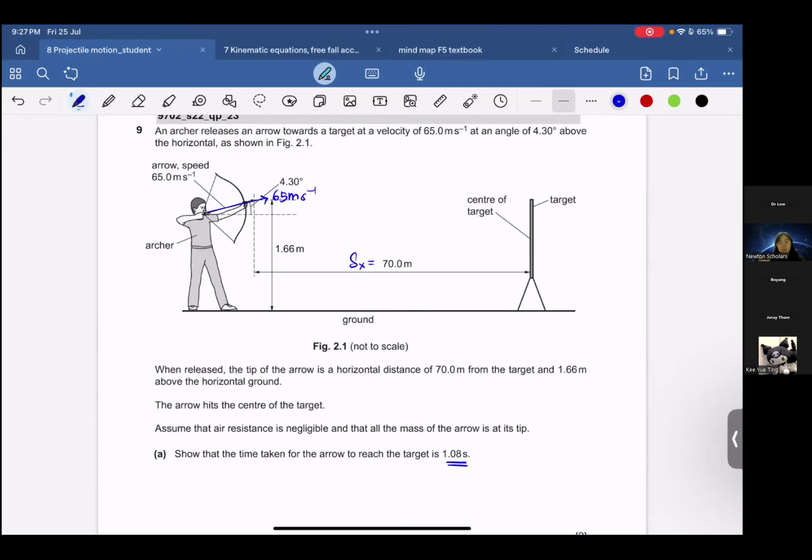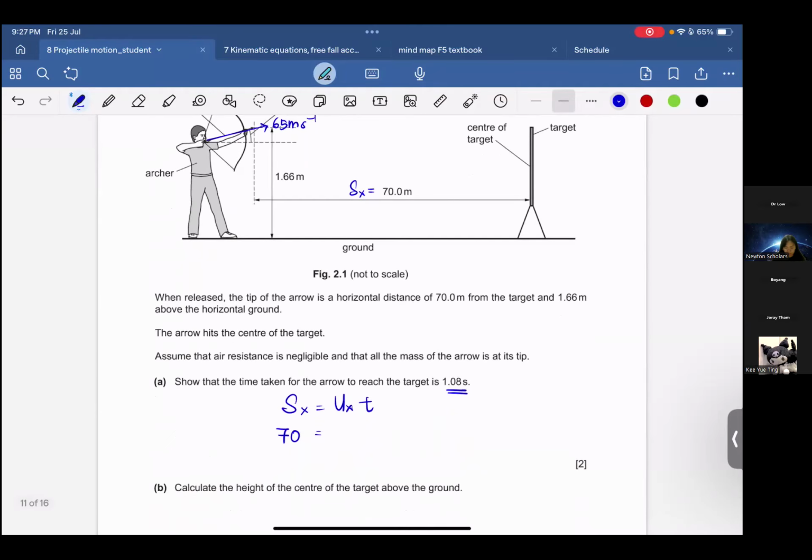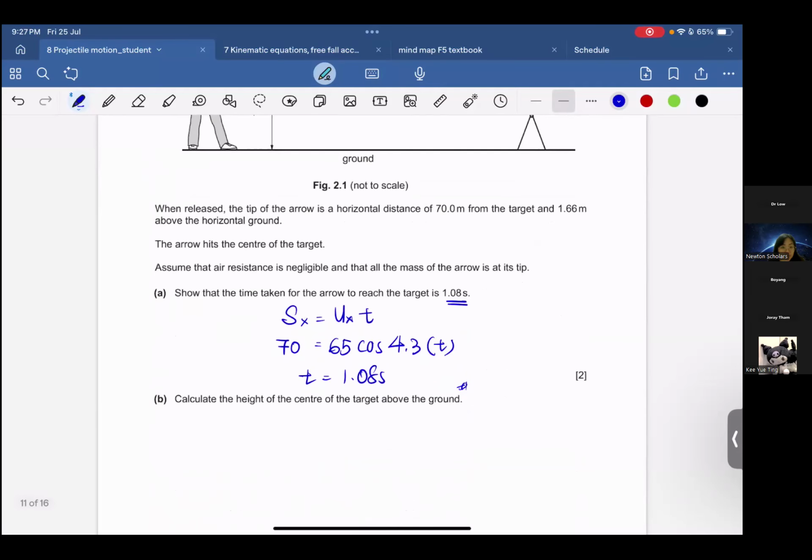See, we do 3 partial questions. First question, they must be asking you to find the T. So we can use the horizontal component to find it out. SX equals UX times T. So 70 meter equals UX, which is 65 cos the angle 4.3, times T. Your T here will get 1.08 second. So proof.